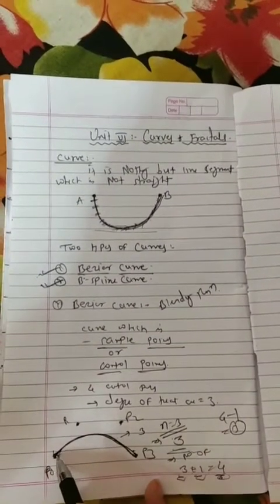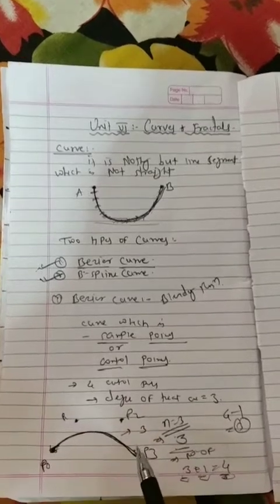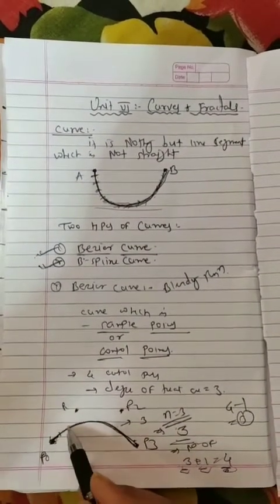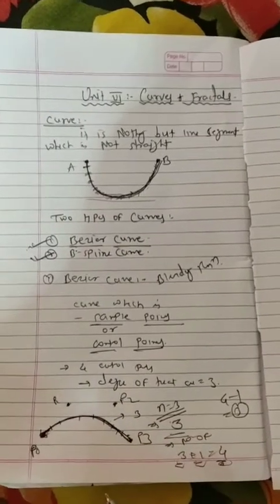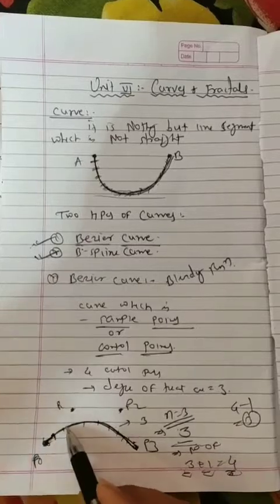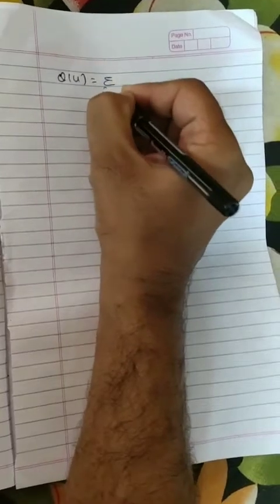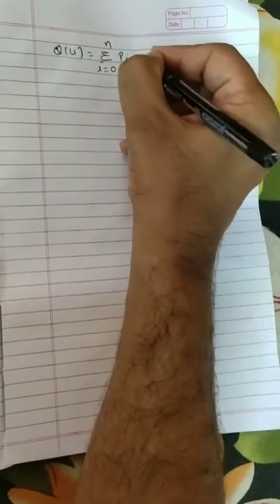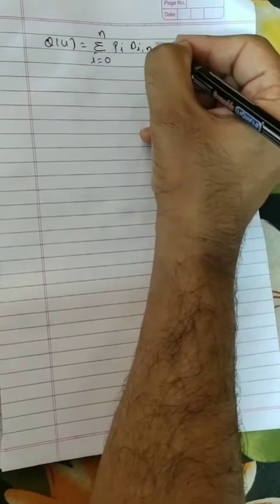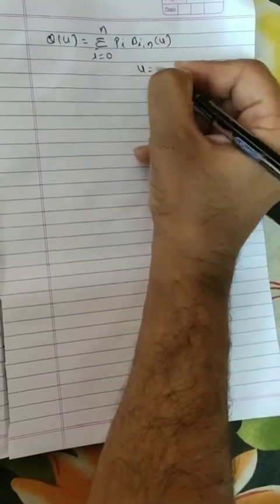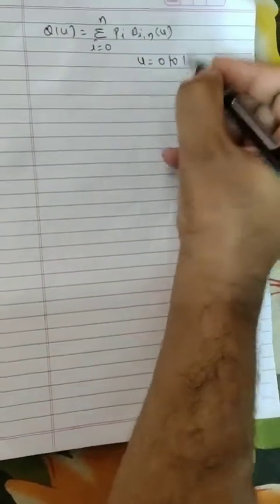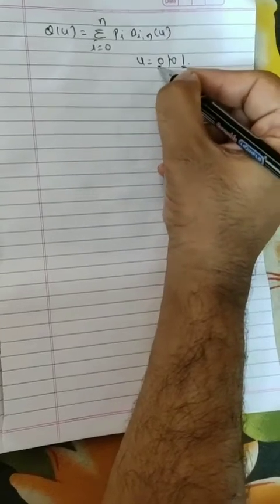Whenever we generate a curve using control points, that curve is called a Bezier curve, and we find these intermediate points using the blending function. Then how to find this intermediate point? To find it there is one formula, that is Q(u) is equal to summation of i is equal to 0 to n, P of i, B i comma n of u, where u is a value between 0 to 1.